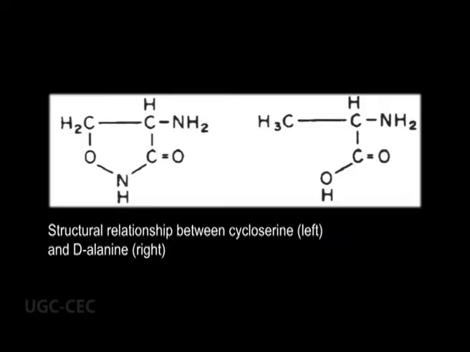It also inhibits two different enzymes. One is called L-alanine racemase, which is responsible for synthesis of D-alanine from L-alanine, and the second enzymatic pathway that is inhibited by cycloserine is called D-alanyl alanine synthetase. Both enzymes are inhibited by cycloserine because cycloserine is actually an analog of D-alanine. That's why it inhibits these two pathways.